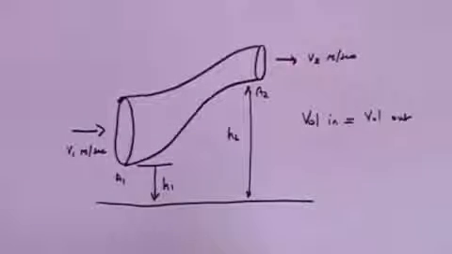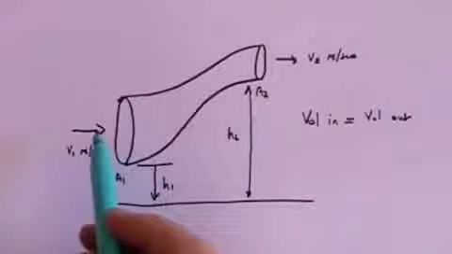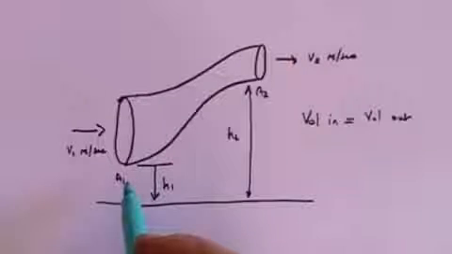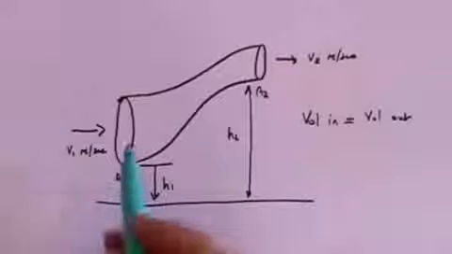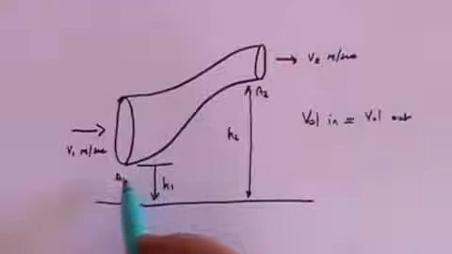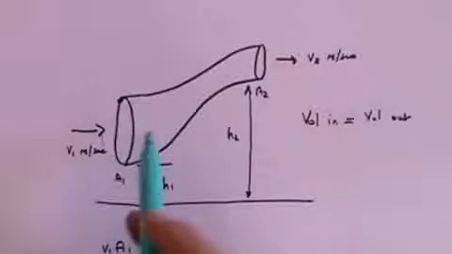The question is, how much fluid goes in 1 second? Well, in 1 second we've got v1 meters times an area of A1. So essentially we've got a cylinder of fluid. In 1 second the v1 meters of fluid will flow in, and it will have a cross-sectional area of A1. So the volume that is flowing in 1 second will be v1, which is the velocity, times A1, which is the cross-sectional area.